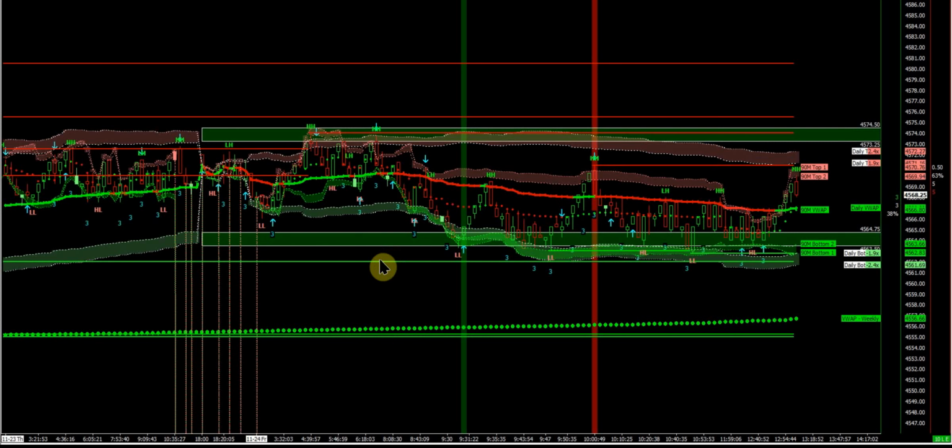Okay, so this is what I'm looking at for Friday. Okay, this was Thursday. We only traded like half a day. So this is what we're looking at for Friday, and I drew those little zones in just to see what's going on.